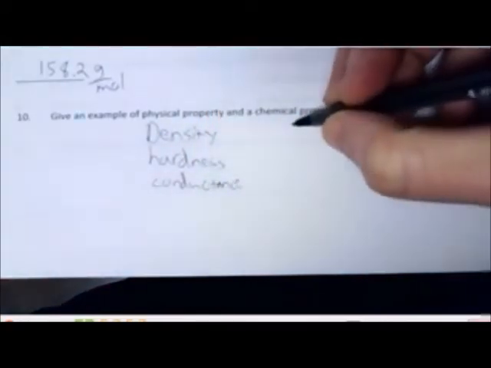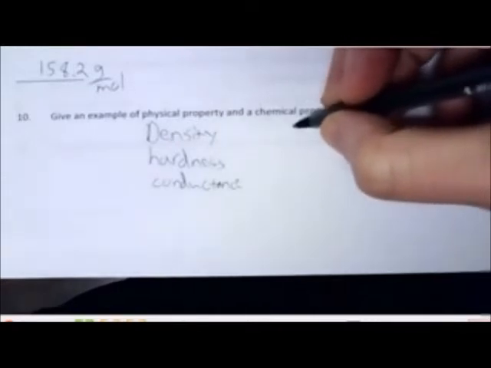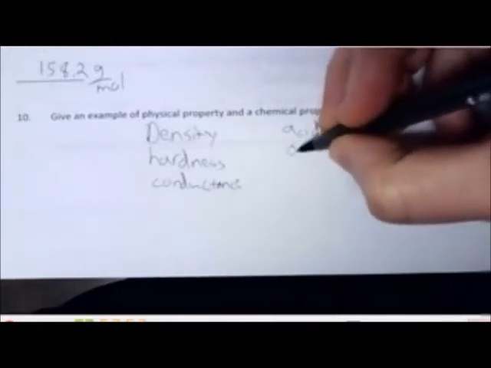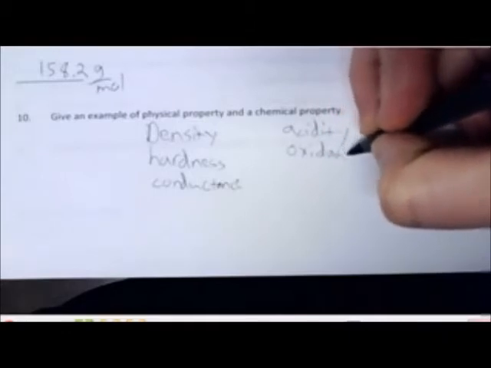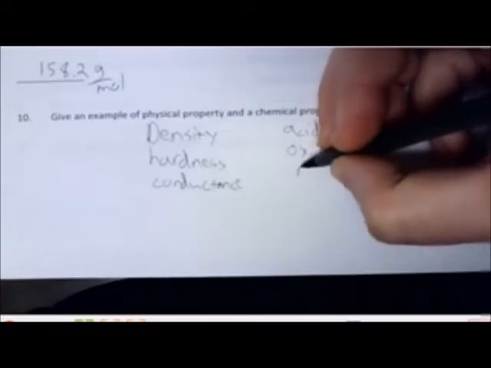A chemical property is something like acidity or basicity, oxidative potential. So the ability to rust, just largely reactivity things.